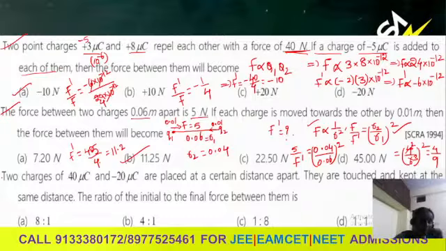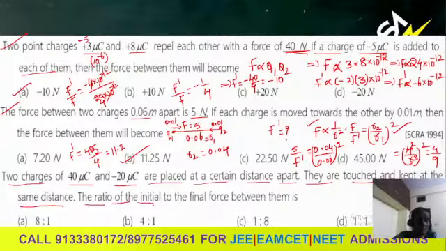Okay, come to the third. There are two charges of 40 microcoulomb and minus 20 microcoulomb. You can see opposite charges are there, placed at a certain distance apart. So initially they are at a certain distance. They are touched and kept at the same distance. So they are in contact. Immediately you should get the idea.